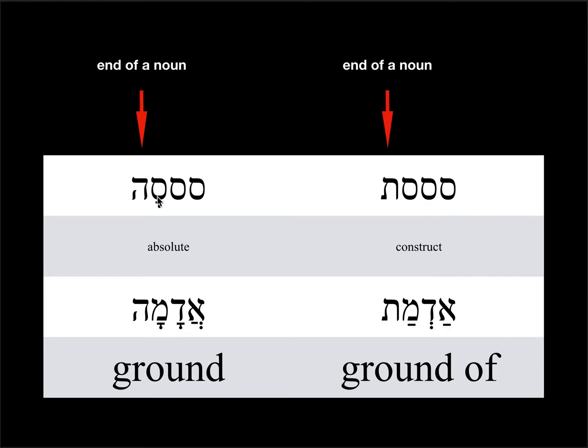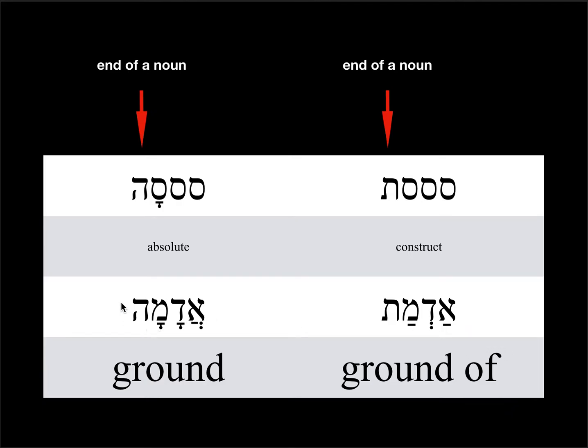If we have a noun and it ends with a, you should already know that this is a feminine ending, and in this case it's feminine absolute. For example, Adama. The a at the end tells you this is feminine singular absolute. The word means ground. In the construct, the a is too long and therefore it changes to t. In this case, Adama changes to Adamat, t, short, so ground of. Again, we had the of, I will talk about it later.